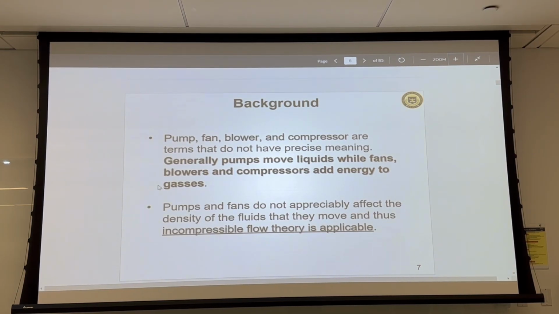Pumps and fans do not appreciably affect the density of the fluid that they move, and thus incompressible flow theory is applicable. That means you are not compressing them, you're not increasing the density. We're talking about pumps now. So pumps are not changing the density of the media you're trying to move, here in our case, liquids.